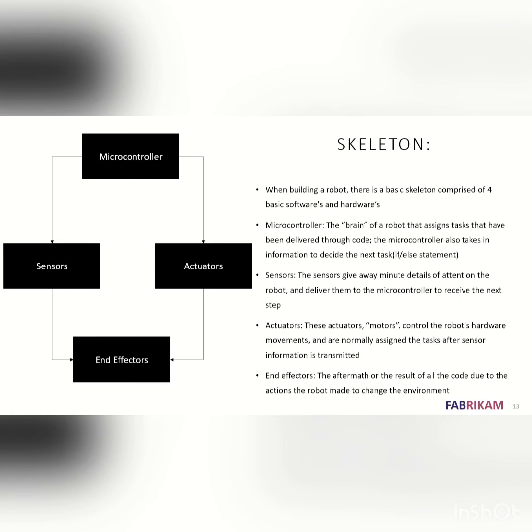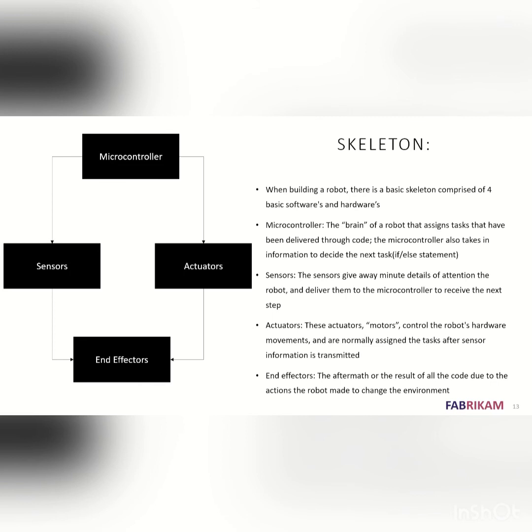But anyway, now let's talk about actuators. Actuators are like the motors that control the robot's hardware movements, and are normally assigned the tasks after sensor information is transmitted. So actuators are basically those hardware motors that we see on a robot. And this could mean anything. I would say motors are more like your bones, but I would also say they're more like your skeletal system. They basically help you move around.